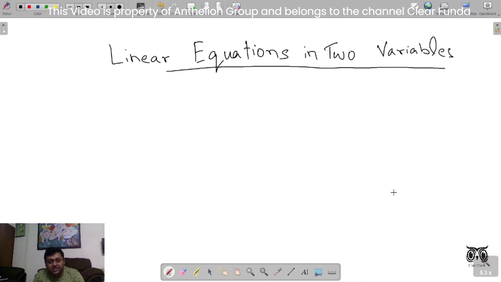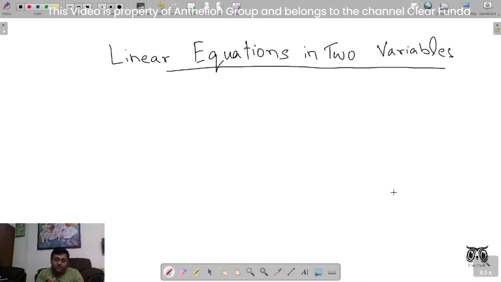This chapter is linear equations in two variables. This is the last chapter of the algebra series of class 9 CBSE mathematics. So let us get to understand this. Actually, in the 9th standard there is very little application of linear equations in two variables, but when you go to the 10th you have a lot of understanding to do.